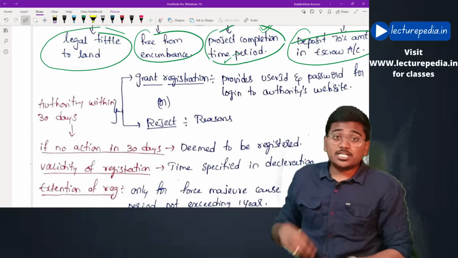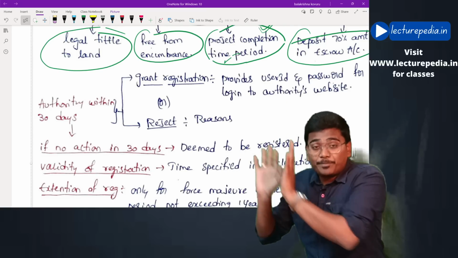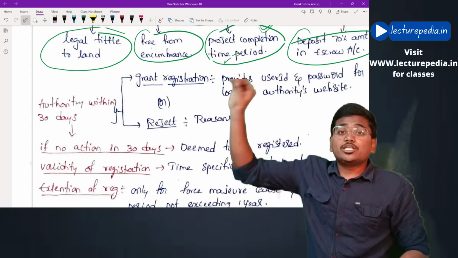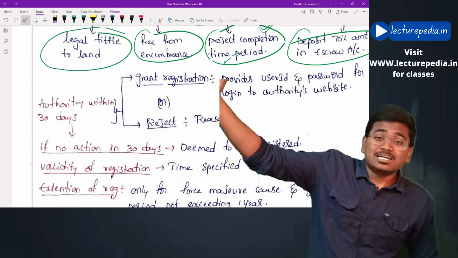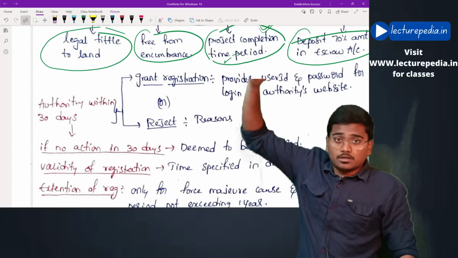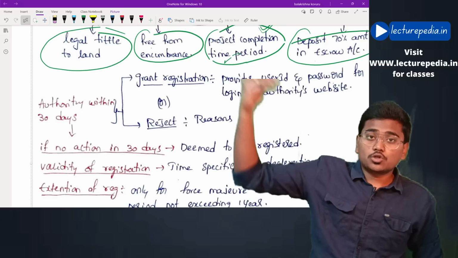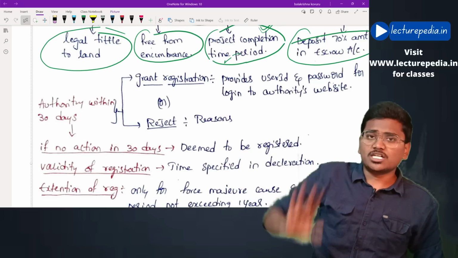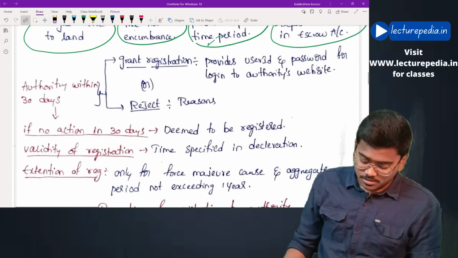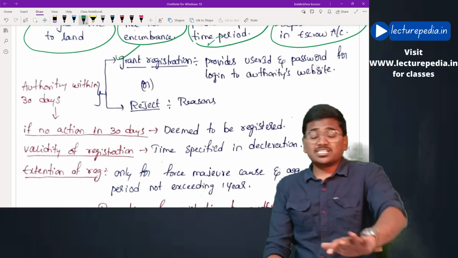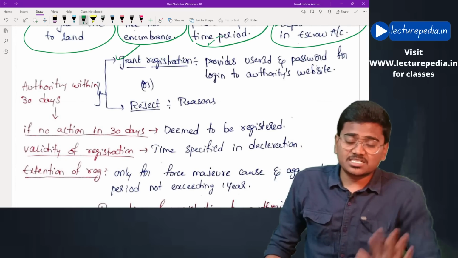Now on this website, the promoter can create his web page. On this web page he will give details of the project that he is constructing, so that the public can access those details from the authority's website. That will happen if the application is accepted, that is, the registration is granted by the authority.